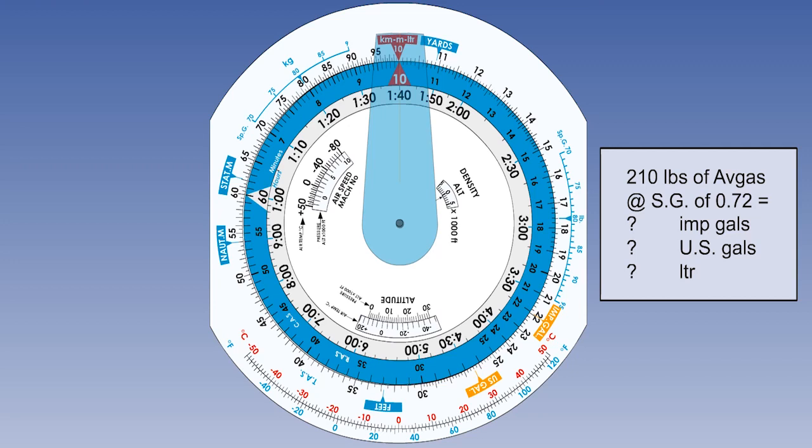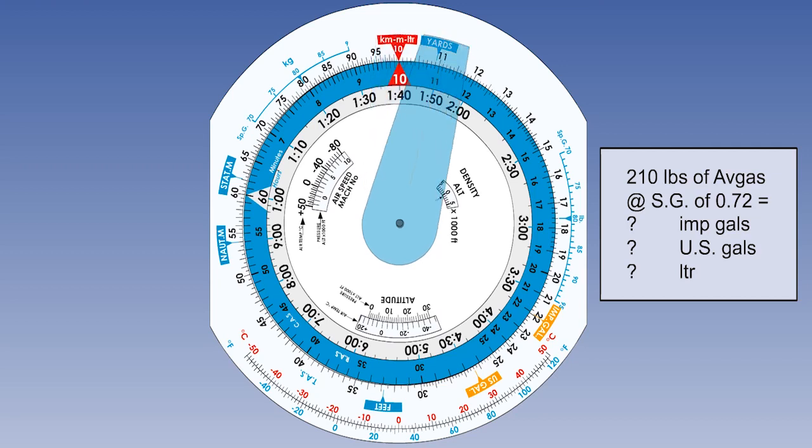We need a rough idea of the answers before we start. Every imperial gallon will weigh about 7 pounds, and 7 goes into 210 30 times, so the answer will be in the region of 30 imperial gallons. Roughly the same will apply for the US gallon. 1 litre of fuel at the same specific gravity weighs about 1.5 pounds, so 210 pounds is the approximate equivalent of 140 litres.